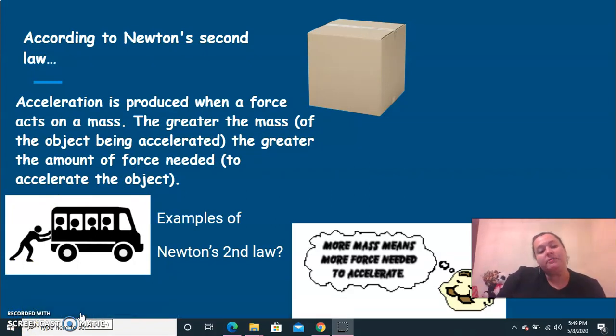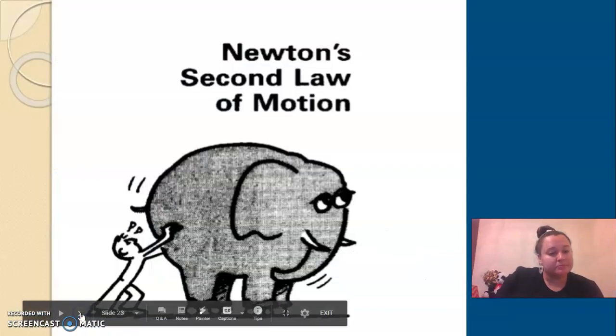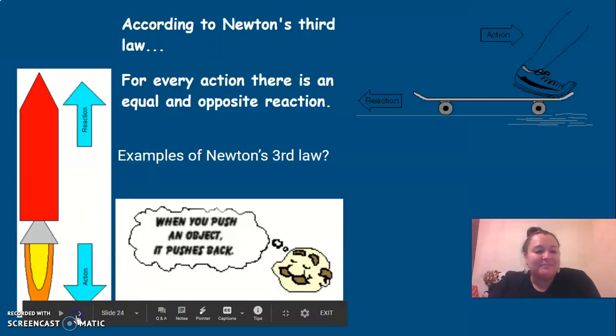So I want you to think of some examples of Newton's second law. All right, so here's a picture to show you what this law means. It would take a lot of force for somebody to try to push something heavy like an elephant.